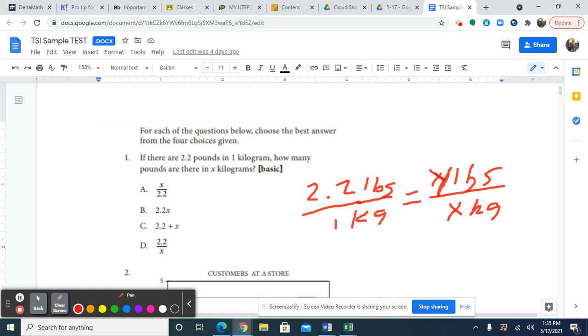So if we were to try to find this, basically we cross multiply and say y times 1, that's just saying y is equal to 2.2 times x. So whatever the amount of kilograms there are, that's what's going to help us find the amount of pounds. So in reality, this is what ends up being the answer, 2.2x. We just basically say that we had to multiply by the amount of kilograms to get the amount of pounds.